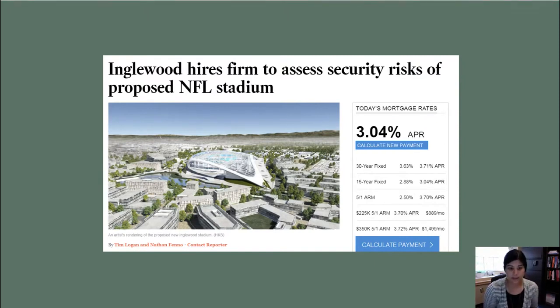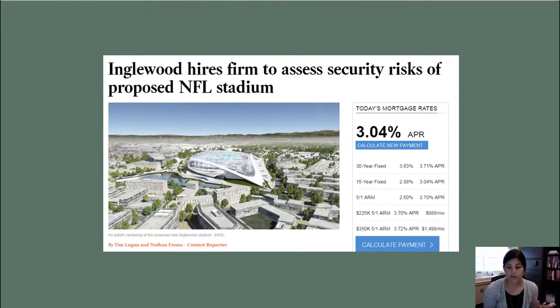So in Los Angeles, this is where the Rams owner is building a new stadium. And this is a few years ago, but prior to actually starting construction on this new stadium, the owners hired a firm along with the city to actually assess any security risks that might exist for the stadium, because the location of the stadium is actually right near the airport in Los Angeles. So there were concerns that this could be a potential security risk for the facility and for the patrons of that facility.